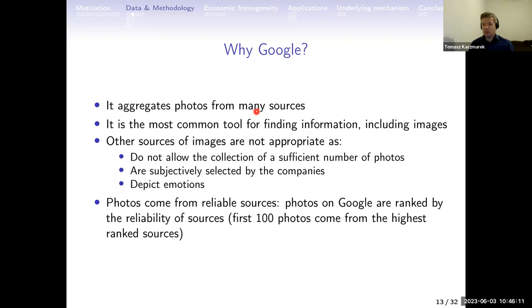And when we also look at other sources of information, we see that there are some drawbacks. They do not allow the collection of a sufficient number of photos, which is the case, for example, with 10-K reports, where we have only several photos per report, and sometimes there is no photo in the report at all. Photos tend to be subjectively selected by companies, especially when we look at company websites. Alternatively, they can also depict emotions, which is typical for social media.